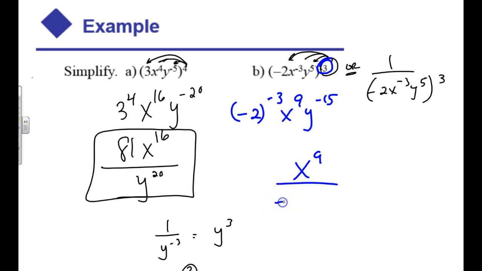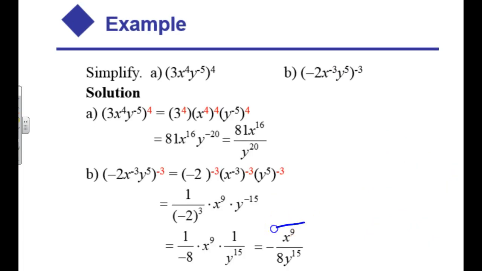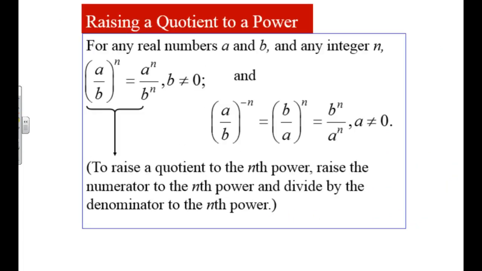Negative 2 becomes a positive 3, and the y to the 15th becomes positive. And so I think my final answer, well, this guy is a negative, so I have a negative fraction. I'll put that out front. Doesn't matter if it's in the numerator, denominator, or out front. I just need to make sure I have a negative. 2 cubed is 8, and then I'll keep the y to the 15th. So I think my final answer, yep, author agrees.